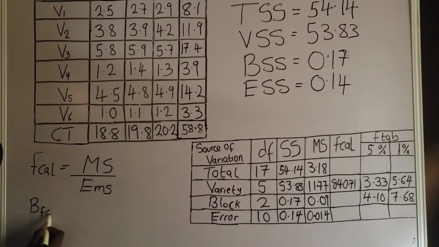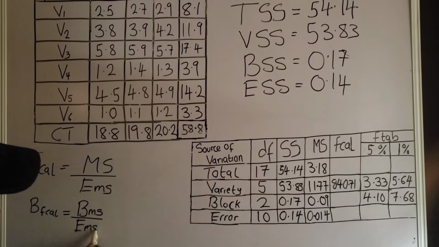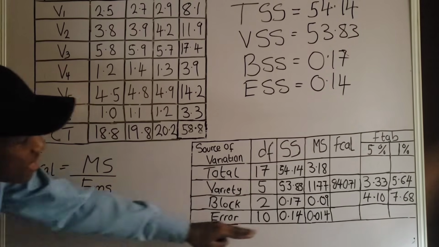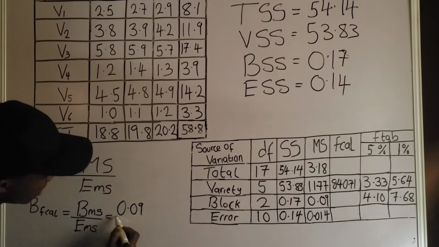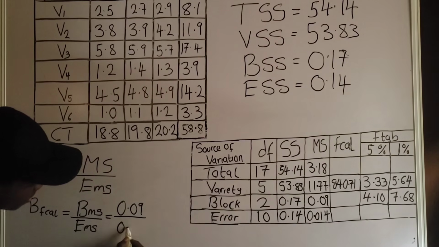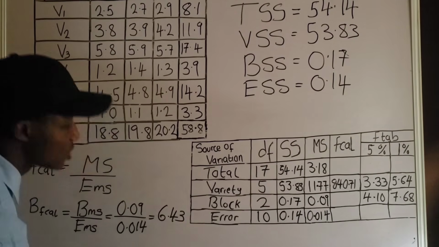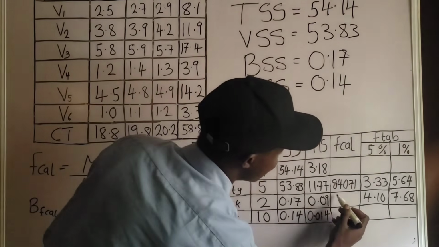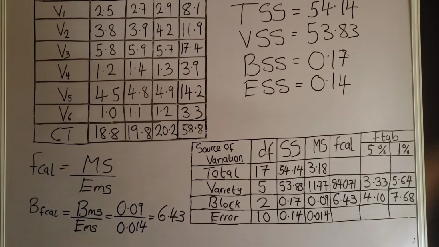So let us calculate the F calculated for block. Block F calculated is equal to block mean squared all over the error mean squared. So the block mean squared is 0.09. So I'm going to have 0.09 all over the error mean squared, which is 0.014. The answer is 6.43. So the value of these cells is 6.43. So we have successfully computed the ANOVA table for this data.